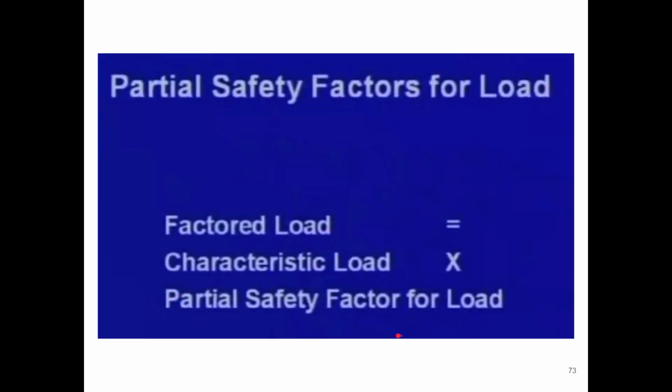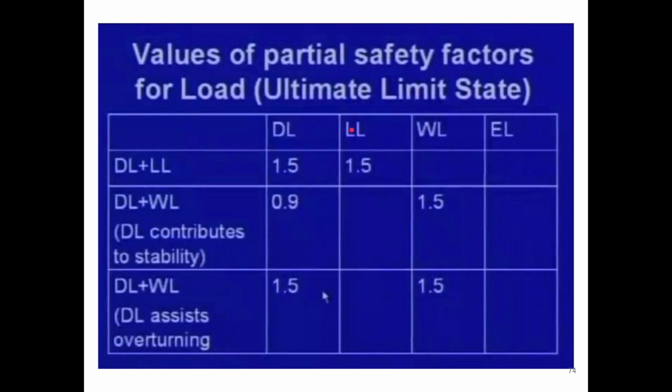This partial safety factor for load can be calculated as per the tables provided in IS 875 part 5, and also in IS 456, where the main tables have been mentioned. As per the ultimate limit state, these are the combinations. If we consider dead load plus live load, we take 1.5 dead load plus 1.5 live load. If the combination is dead load plus wind load, and the dead load is contributing to stability, we can reduce the partial safety factor to less than 1. So it will be 0.9 dead load plus 1.5 wind load, because the dead load is itself helping in stability.